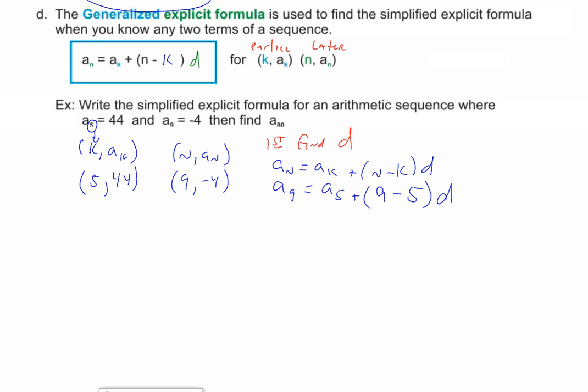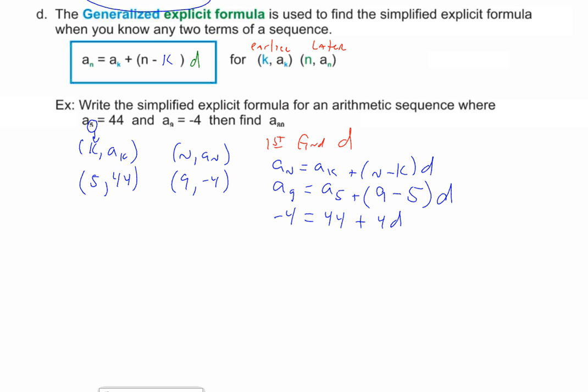So I didn't want to sub too much at once. I could have done all the numbers right away. So a sub 9 is -4, right? A sub 5 is 44. And then you can do 9 minus 5 and get 4d. And just solve that little equation.